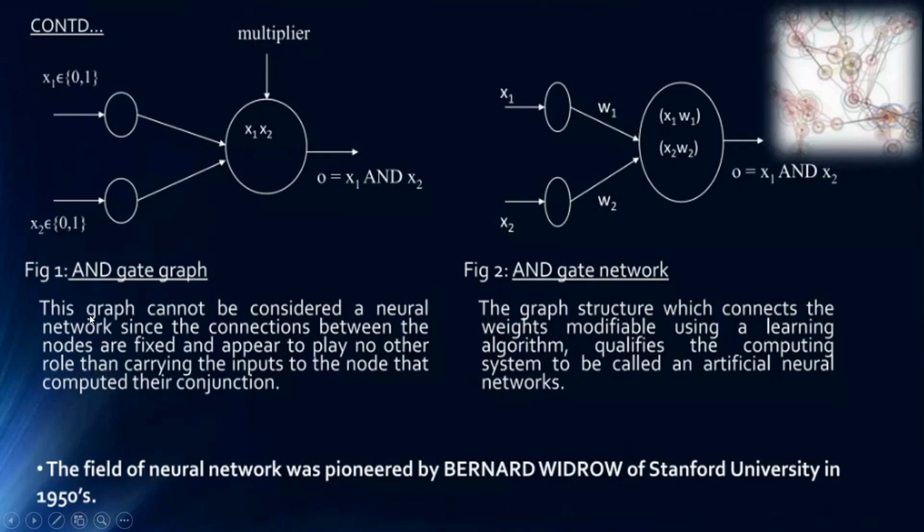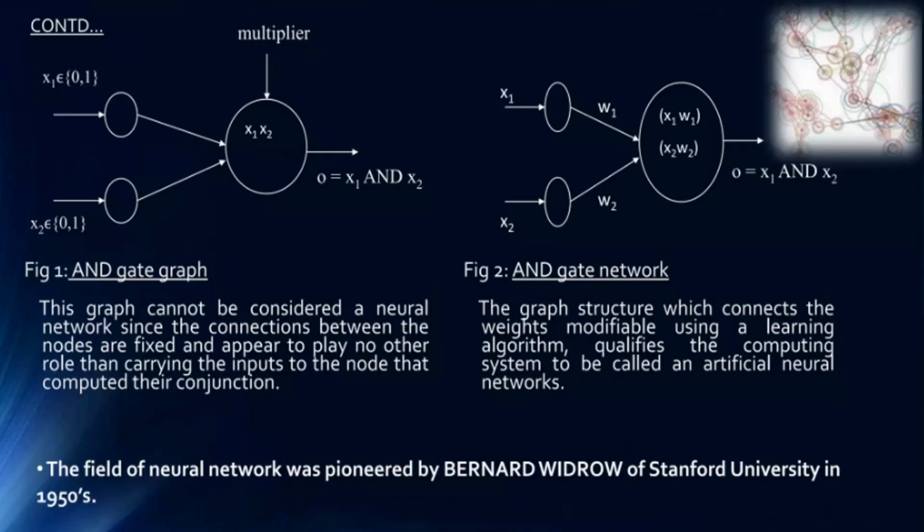The graph cannot be considered a neural network, since the connections between the nodes are fixed and play no other role. It only takes the path, carrying the input to the nodes that compute the conjunction. It plays only that particular path role.